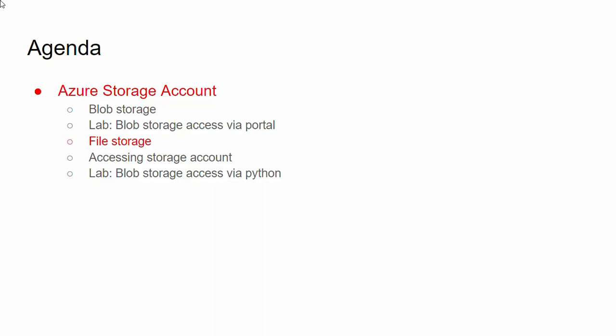Now let's talk about file storage. As we discussed before, Azure Storage Account has four types of storage. We already discussed blob, and we already mentioned the queue storage and the table storage is beyond the scope of this course. Which leads us to file storage.